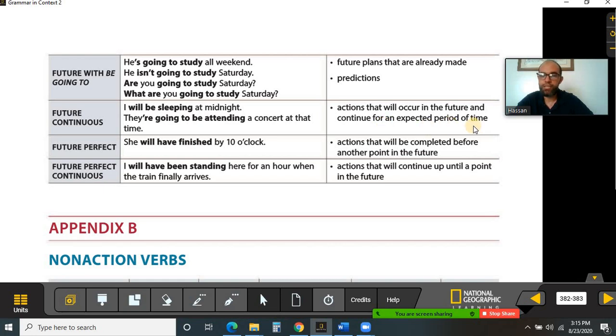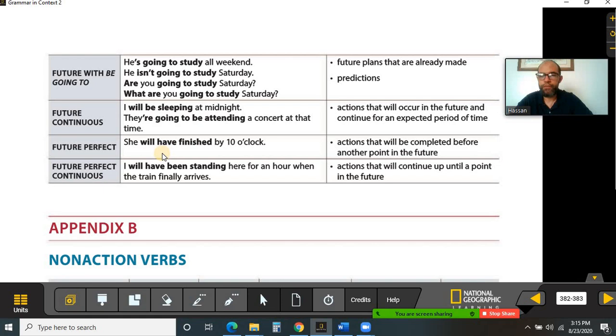The future continuous is used to talk about an action that will be in the future and will be long, a progressive action in the future. Tomorrow morning at 10 o'clock, I will be doing my homework. Tomorrow morning at 10, I will be doing my homework. It's a long action.